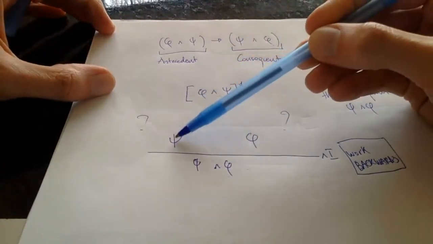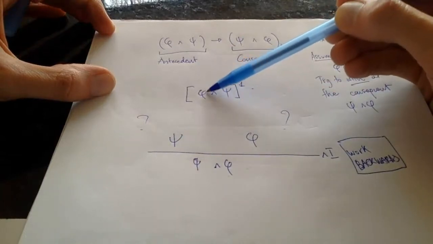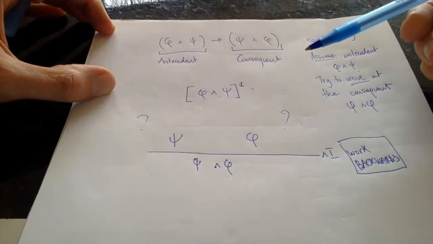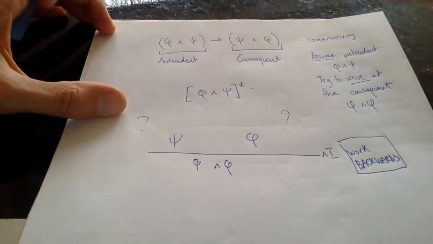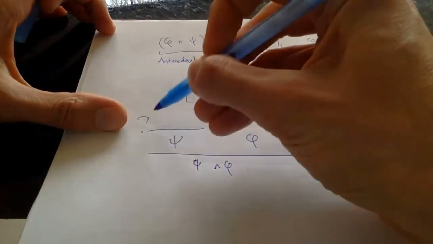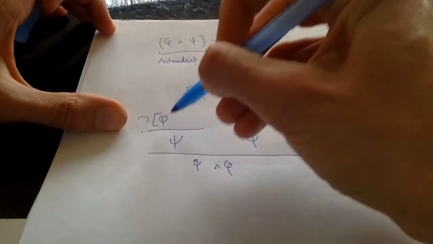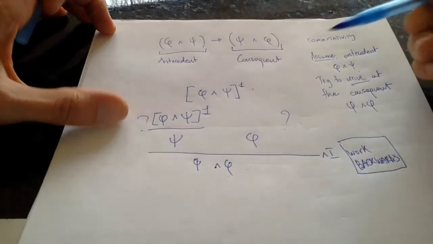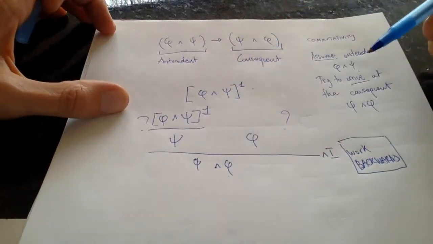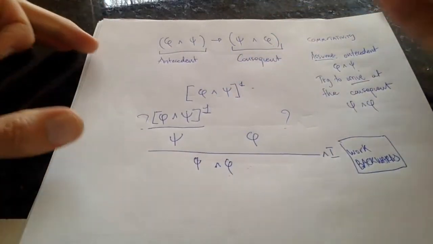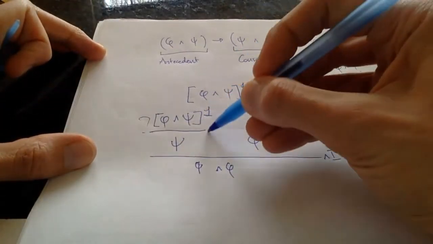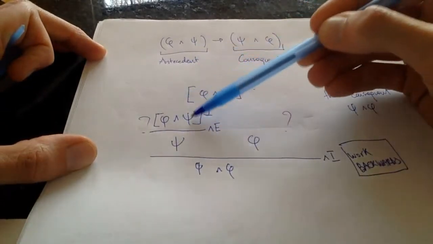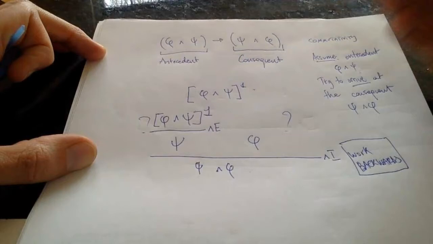Now, how can you get from this assumption here to our psi here? That seems pretty easy, because we have phi and psi, this is our assumption number 1, so I'm just repeating the assumption here. From this, by conjunction elimination, we can get psi. We just pick one of the two conjuncts, in this case the second one.